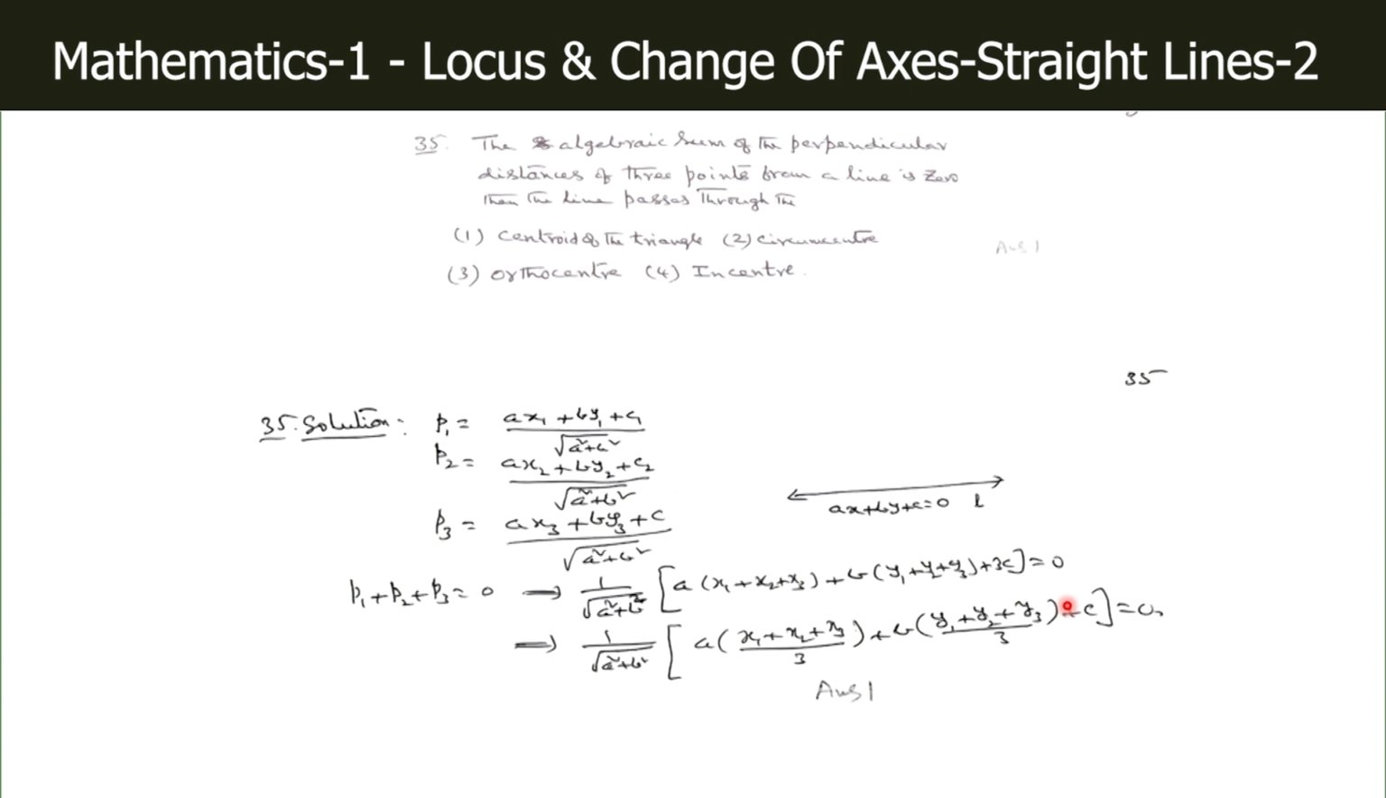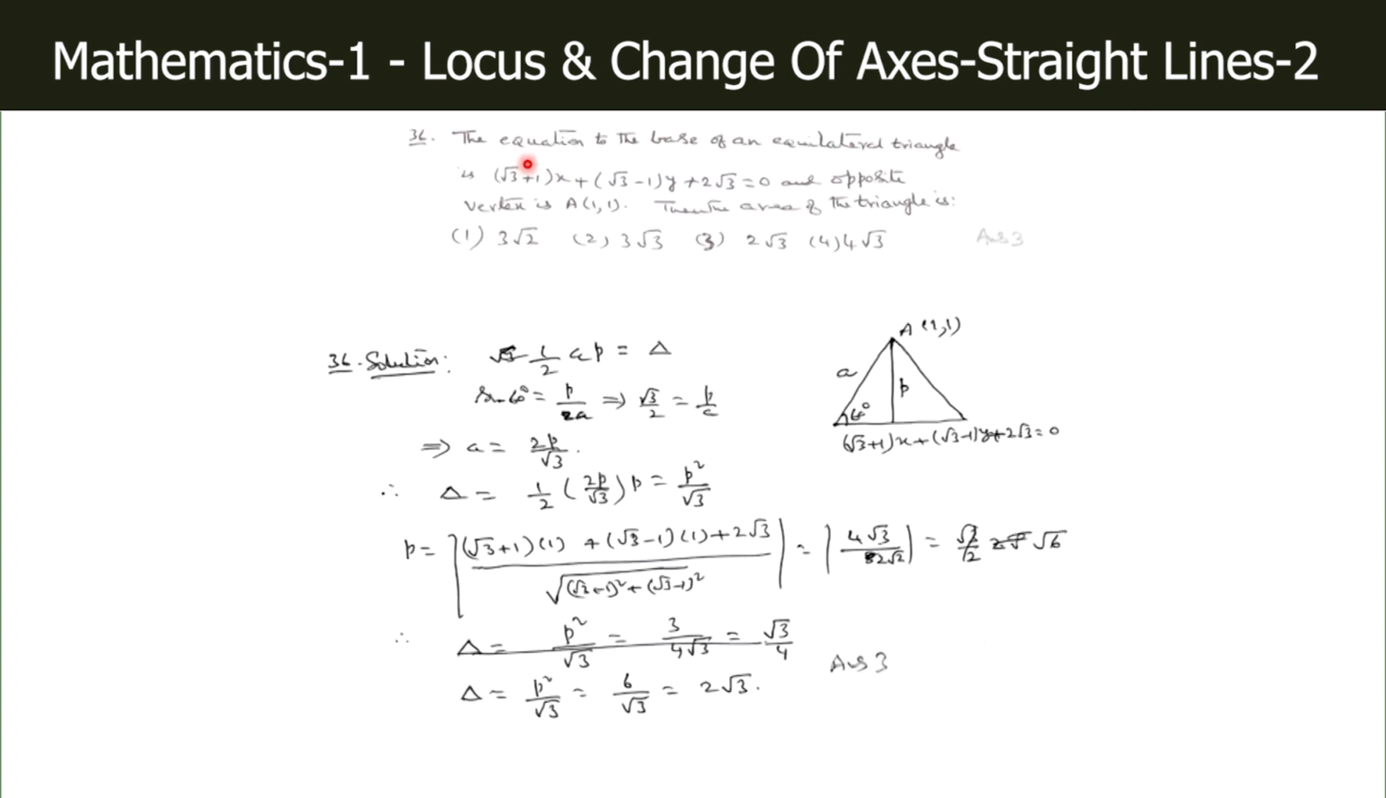So this shows that the fixed line passes through x1 plus x2 plus x3 by 3, y1 plus y2 plus y3 by 3, which is nothing but the centroid of the triangle. So the correct option is option number 1.